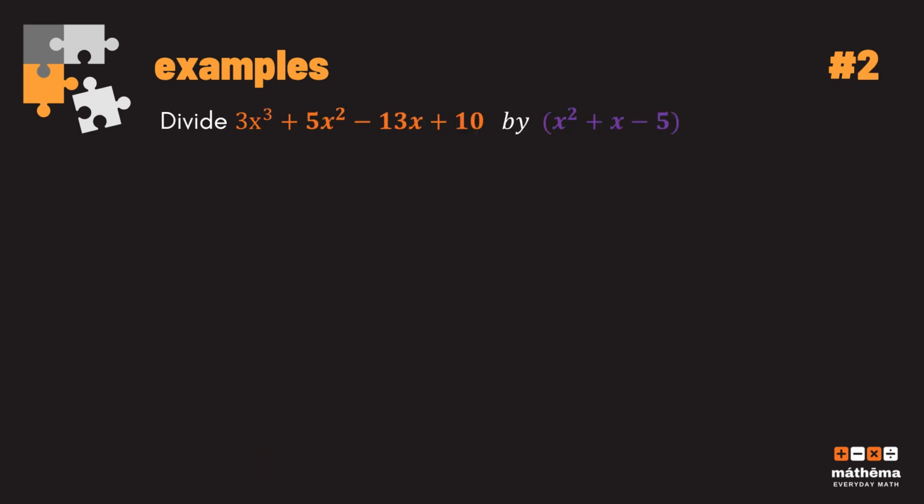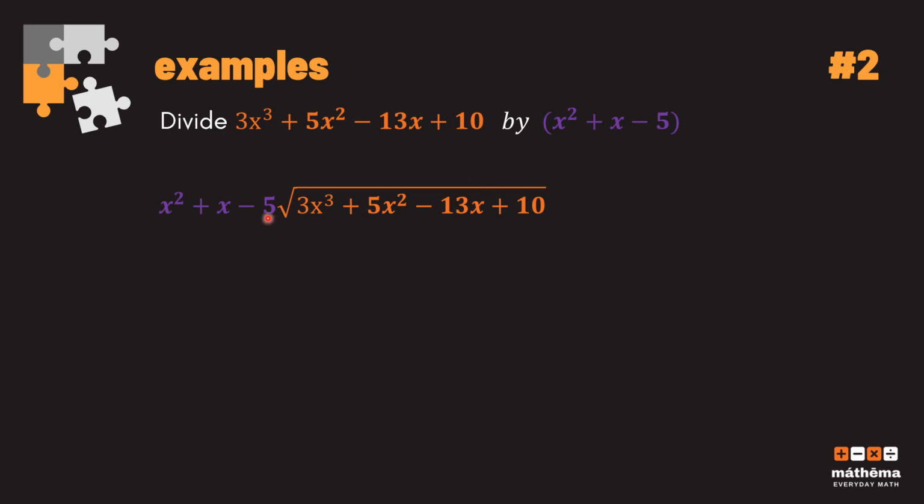Example 2. If you want to follow along, you can pause this video and then go back for the solution. Divide 3x cubed plus 5x squared minus 13x plus 10 by x squared plus x minus 5. Again, set up our process.